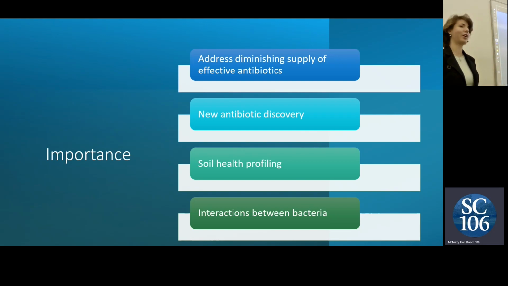And once again, we can look at interactions between bacteria. This always gives insight into what organisms we can use against each other, or just in general, it can give us insight about our world.